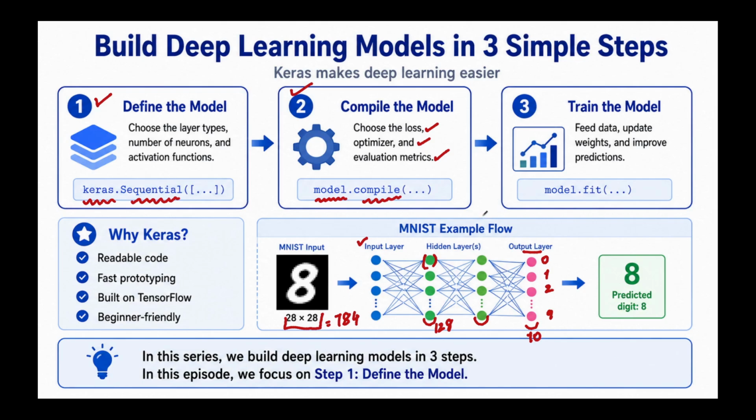Step number 3 is training the model. Training means we show the model many examples, allow it to make predictions, calculate the error, and update the weights again and again. This is where the model actually learns from data. In Keras, training is done using a simple line, model.fit. So the full journey is very simple. Define the model, compile the model, train the model. This is why Keras is beginner friendly. It allows us to focus on the concept first without getting lost in very low level implementation details.